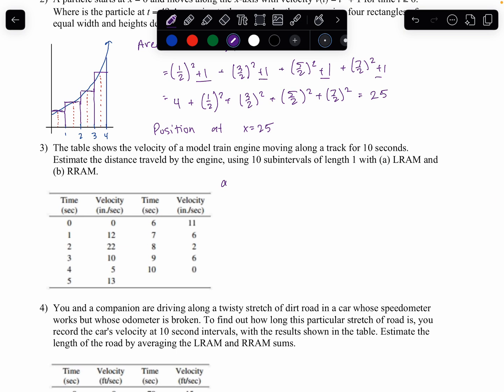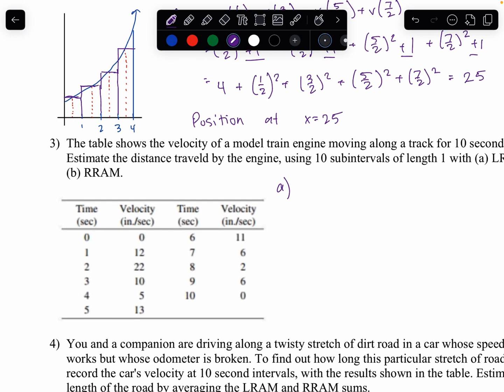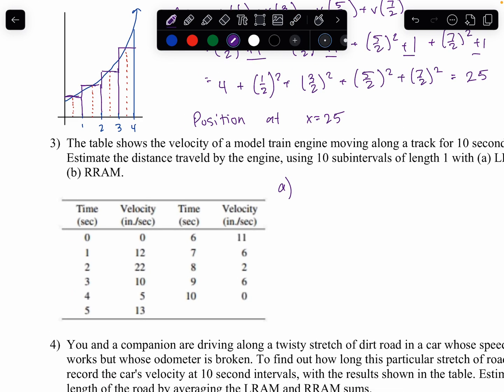So for LRAM, you can see that I have these 10 intervals. If I'm using LRAM, I'm going to be using all these values, and I'm going to exclude the furthest most right value. So 1 times 0, 1 times 12, 1 times 22.